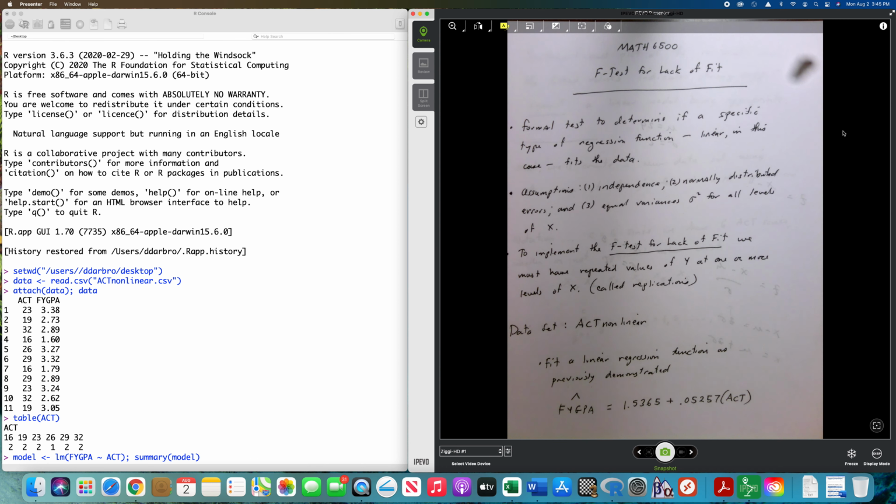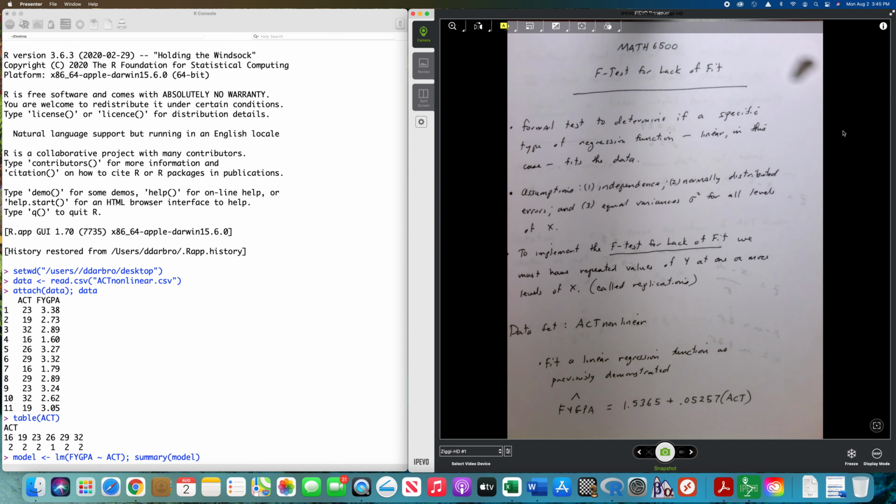Assumptions remain the same, nothing new here. We're still assuming independence, normally distributed errors, and equal variances across each level of x. Now, an interesting caveat, and this kind of annoys me, but it is what it is. As you see the process unfold, you'll see why this is a critical assumption that we have to meet. To implement this F-test for lack of fit, we have to have repeated values of y at one or more levels of x, called replications.